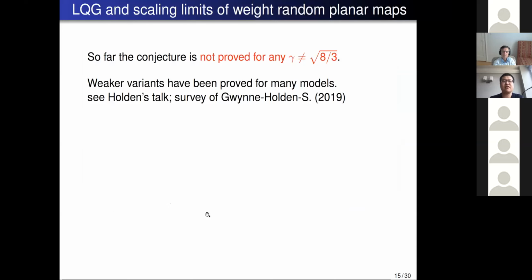And so far, this conjecture is not proved for any non-uniform random maps. So weaker variants have been proved for many models in many senses. And you can find more details in Nina Holden's talk. And there's also a pretty comprehensive survey by Ang, Holden, and myself.